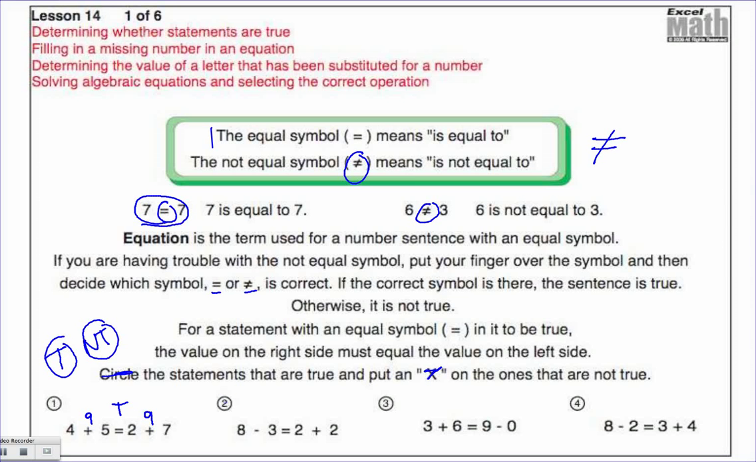All right, go ahead and pause the video, do 2, 3, and 4. Write T or NT and make sure you show your work of what each side is equal to, like I did on number 1.